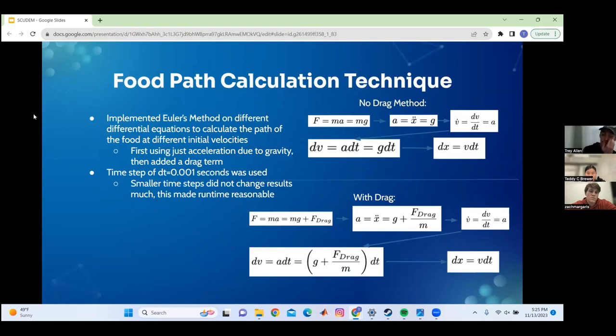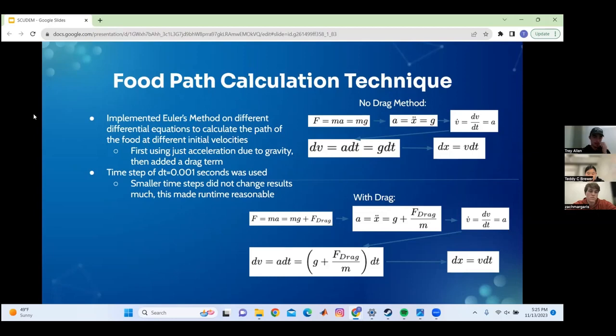All right, cool. So we're first going to dive into the first part of our model, which is how we calculate the food path. We essentially are going to model food being tossed and then a simulated dog trying to catch it. So first we're going to dive into how we calculated the path of the food. And we did it in a pretty straightforward way. We just looked at the forces that were acting on the food in two different cases, actually. One case where there's no drag or air resistance, and one case where there is. And then we broke those forces and those accelerations down into velocities and changes in velocity that we used Euler's method to approximate.